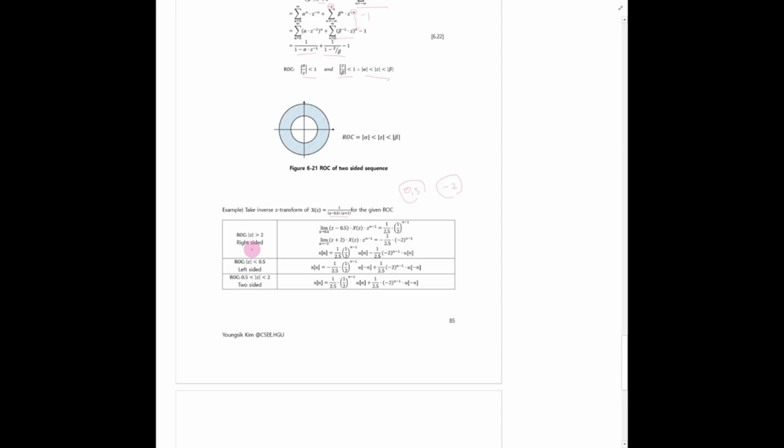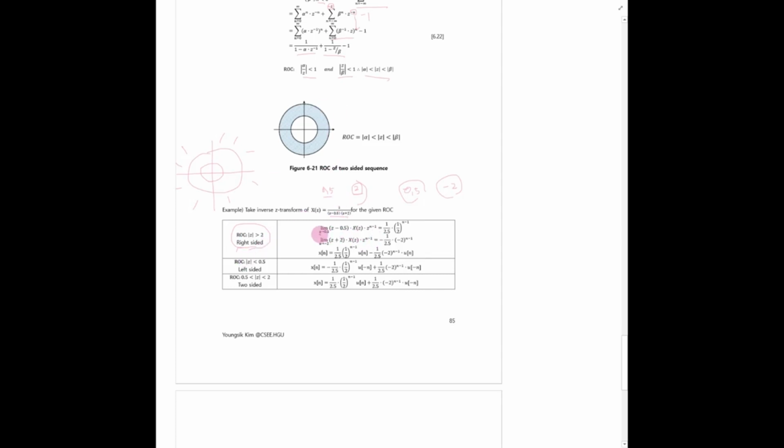First, consider the right-sided case. In the right-sided case, it is the maximum radius. At this moment, the radii are 0.5 and 2. Okay, the absolute value is 2 radius. To become right-sided, the maximum radius outside. Okay, so we have two circles. One is 2, the other one is 0.5. So to become right-sided, the region of convergence should be outside of here. Okay, so that's this part. In this region of convergence, we can find out the residue of this one.